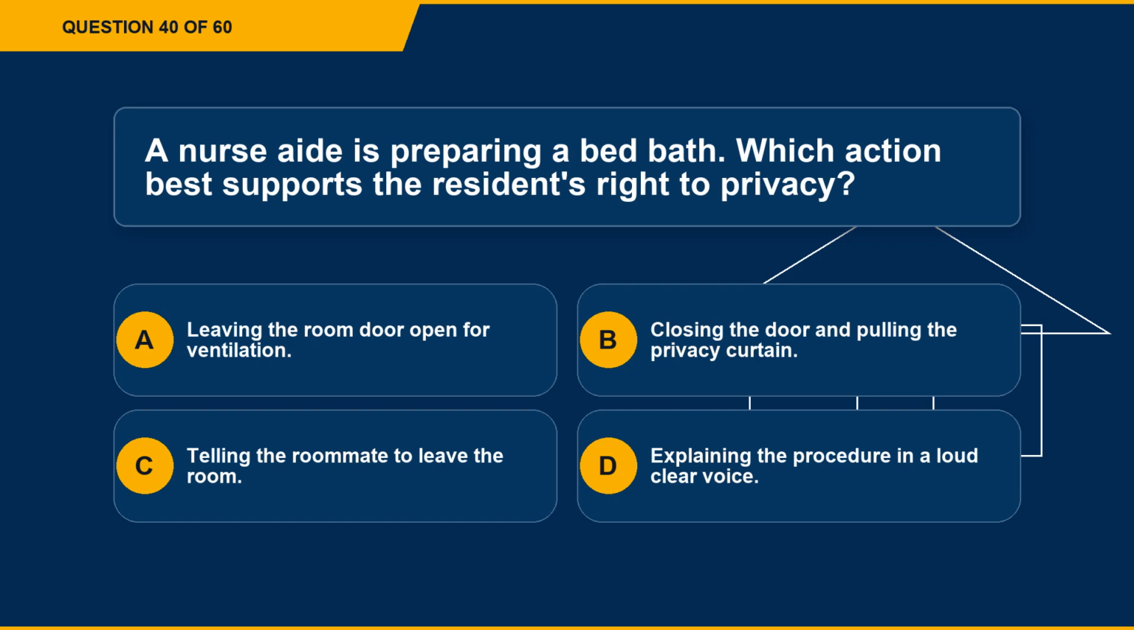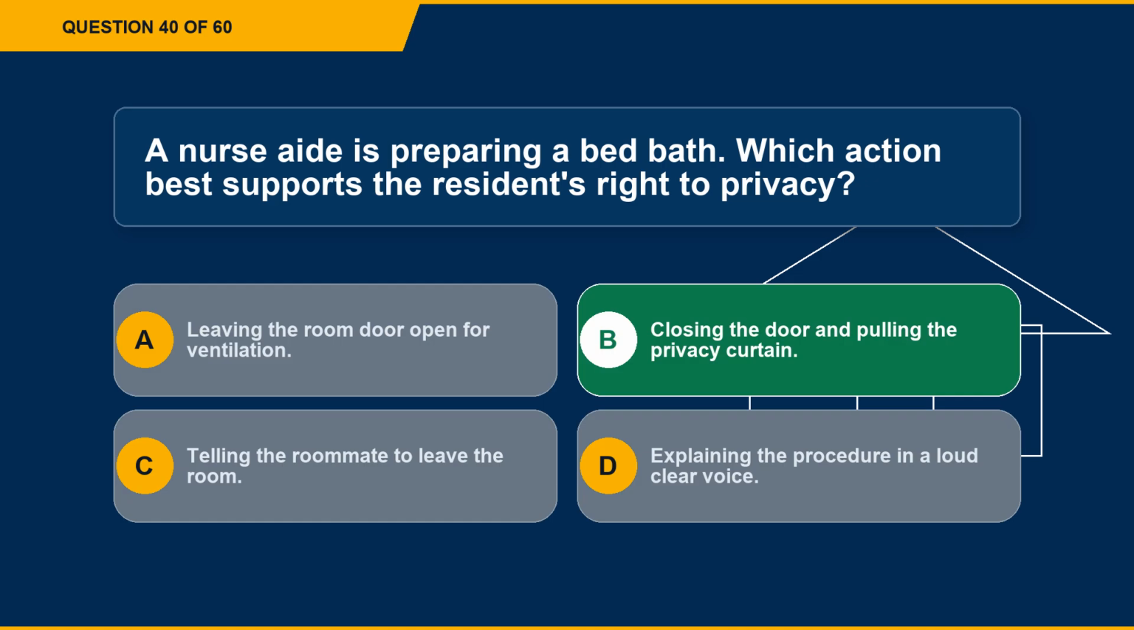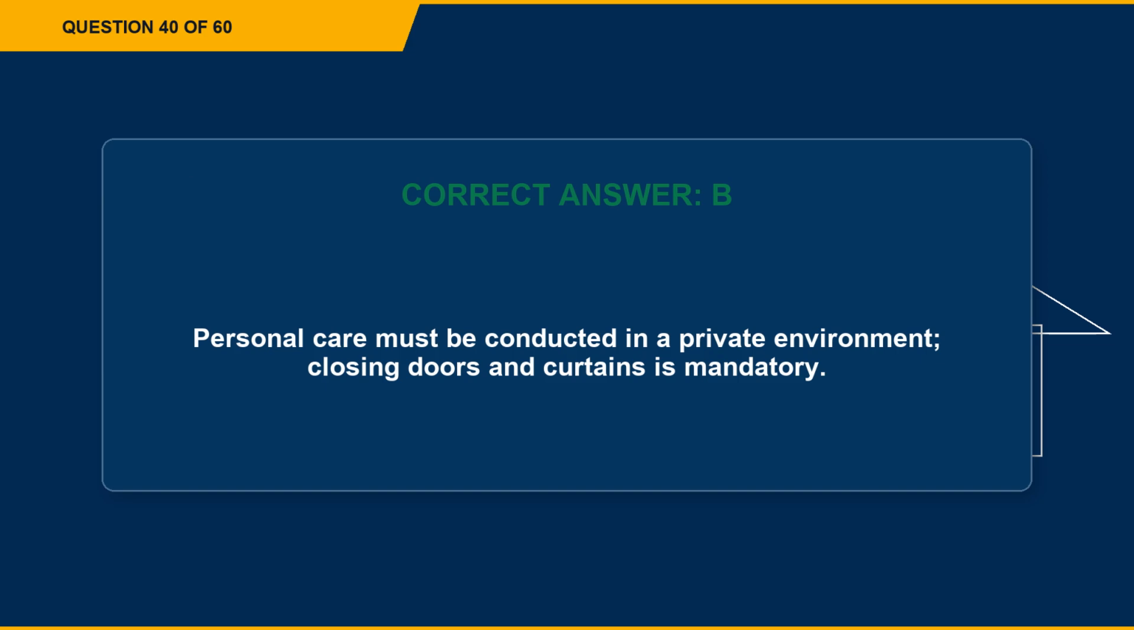Question 40. A nurse aide is preparing a bed bath. Which action best supports the resident's right to privacy? Option A, leaving the room door open for ventilation. Option B, closing the door and pulling the privacy curtain. Option C, telling the roommate to leave the room. Option D, explaining the procedure in a loud, clear voice. The correct answer is option B, closing the door and pulling the privacy curtain. Explanation. Personal care must be conducted in a private environment. Closing doors and curtains is mandatory.